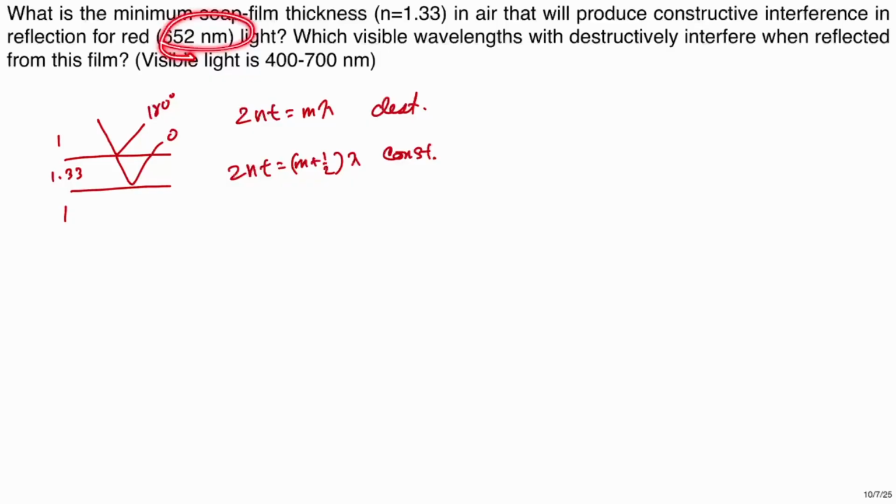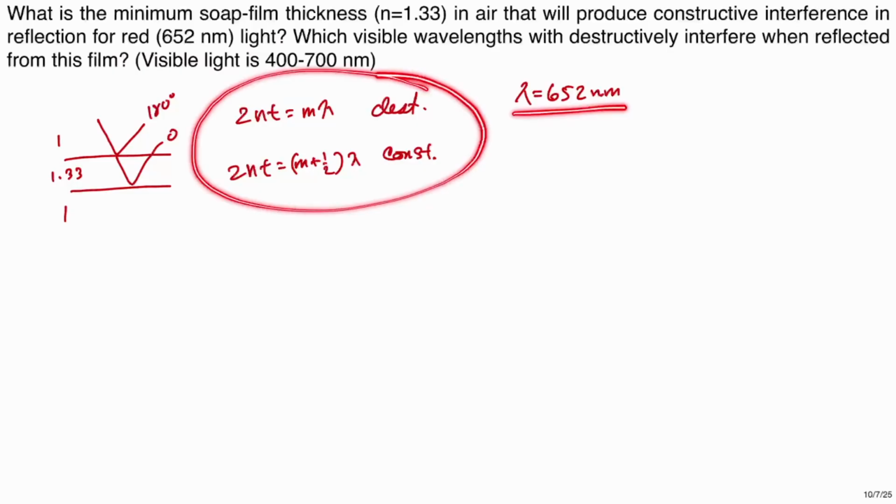You can tell from the unit that it's the wavelength. Okay? It says constructive interference in red light. This is the wavelength of the light that's shining on the film. So my wavelength is 652 nanometers. This is interesting. They told me it was constructive interference for this wavelength. So which of these two equations apply for this wavelength right here?